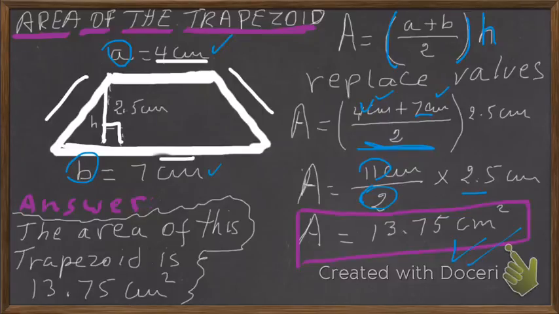I would like you to always answer the question with a full sentence. So the complete answer should be: the area of this trapezoid is 13.75 square centimeters.